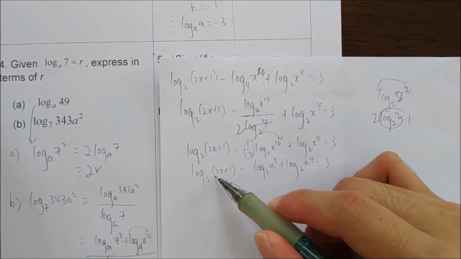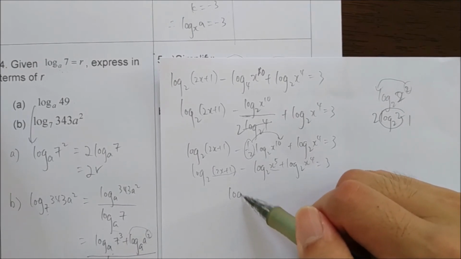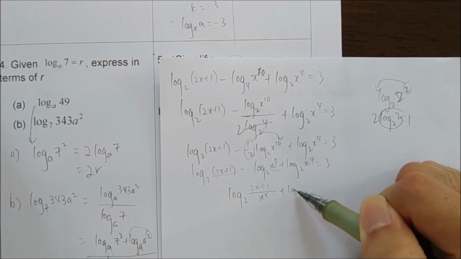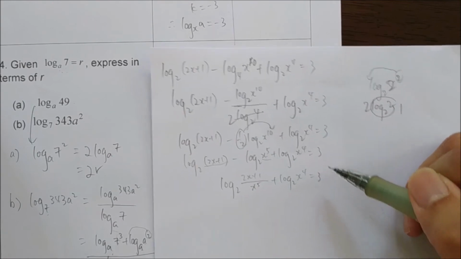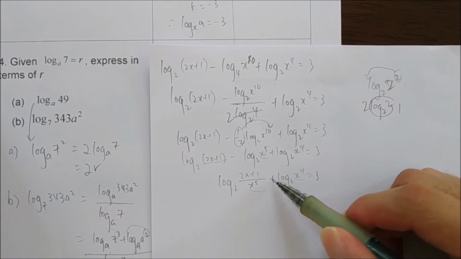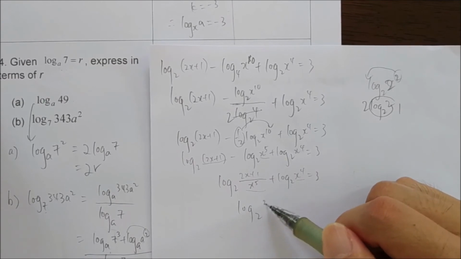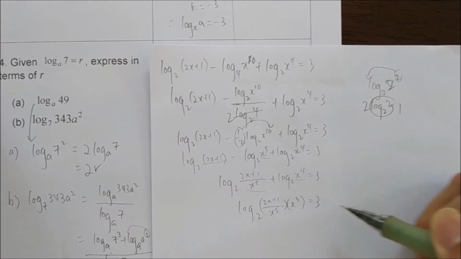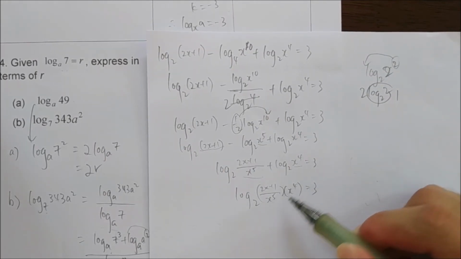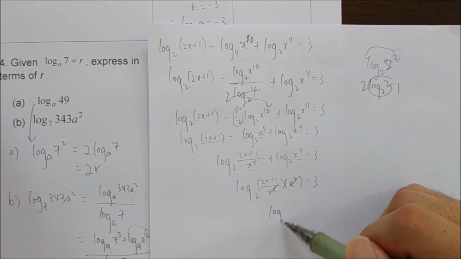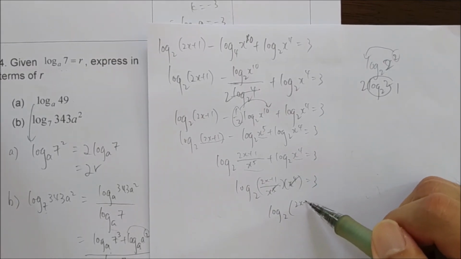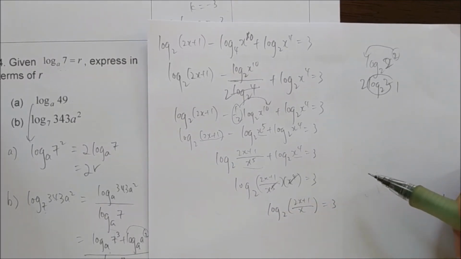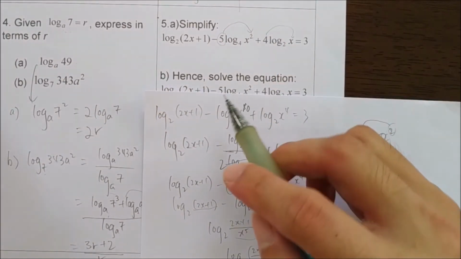Now we use the quotient rule. We can combine these two. It becomes 2x plus 1 over x to the power of 5. Using the multiplication rule, we can combine this and this by multiplying, so I get this. Simplify, this is x to the power of 4 and this is x to the power of 5, so you get 2x plus 1 over x equals 3. The question says, hence, solve the equation.